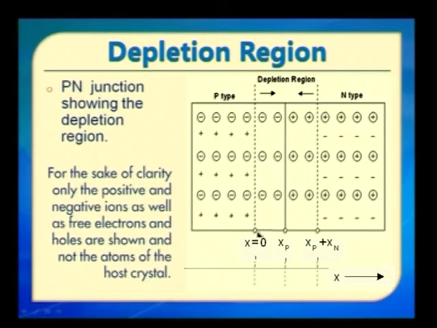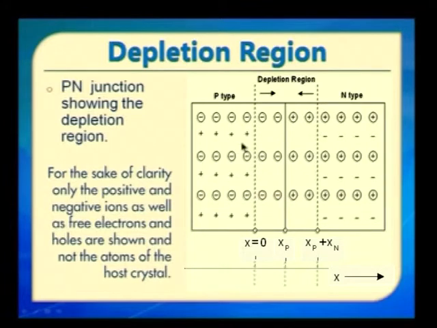Now, the region extends from x equal to 0 to x equal to x_p, p refers to positive, right? You have got the p-type. Then on the n-type it extends up to x_p plus x_n. This is the width of the depletion region.